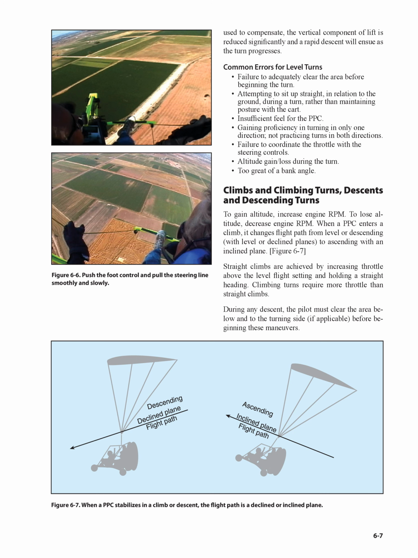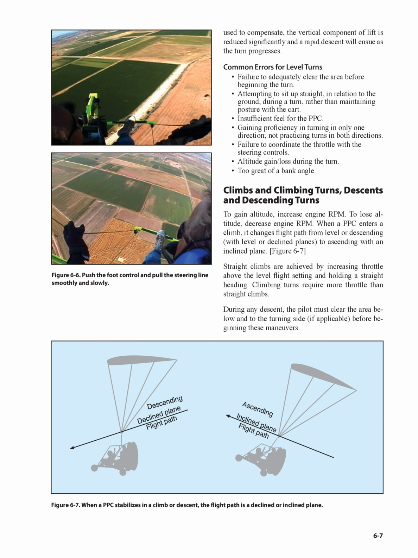Common errors for level turns: failure to adequately clear the area before beginning the turn. Attempting to sit up straight in relation to the ground during a turn, rather than maintaining posture with the cart. Insufficient feel for the PPC. Gaining proficiency in turning in only one direction, not practicing turns in both directions. Failure to coordinate the throttle with the steering controls. Altitude gain/loss during the turn. Too great of a bank angle.